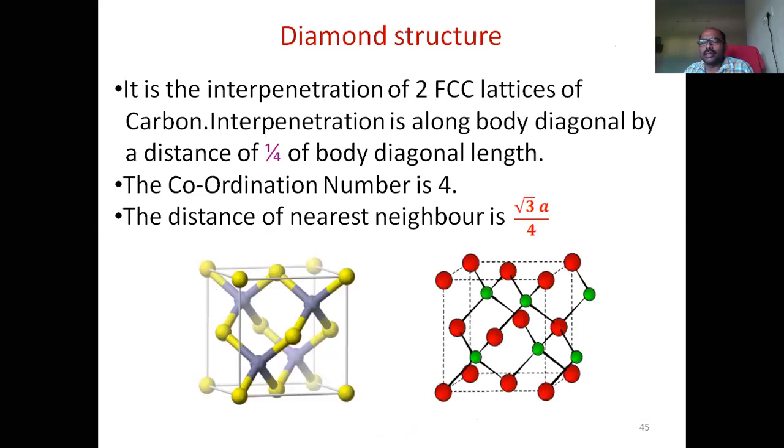Now the diamond structure is the interpenetration of two FCC lattices of carbon, and the interpenetration is along the body diagonal by a distance of 1 by 4 of its length. So that is the diamond structure, and in that way it is formed. We can see from this figure here.